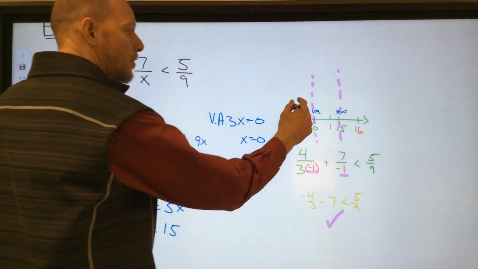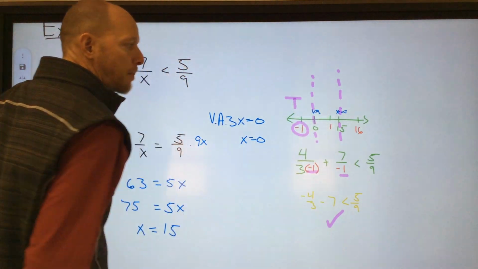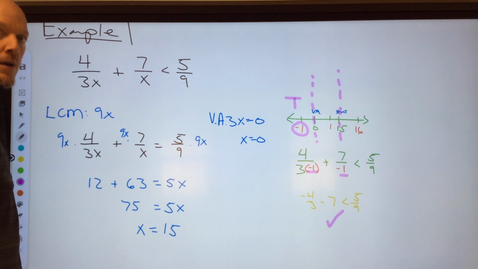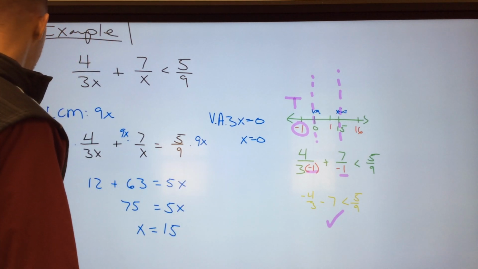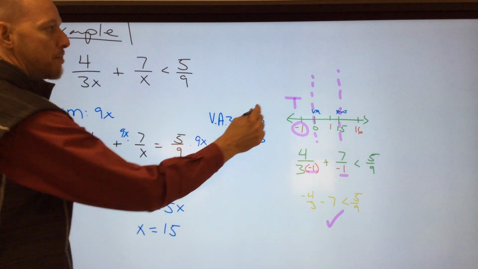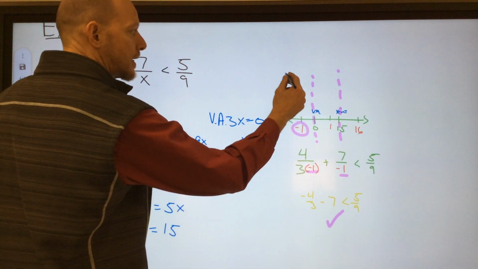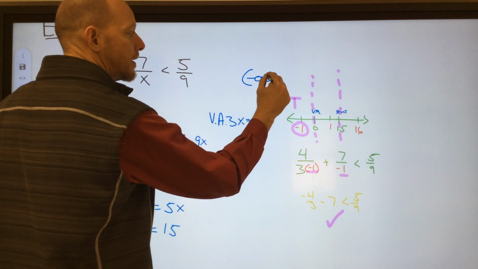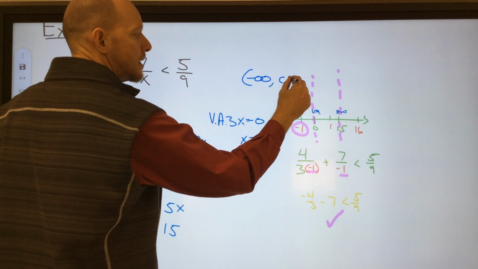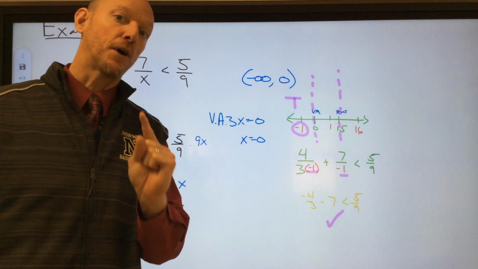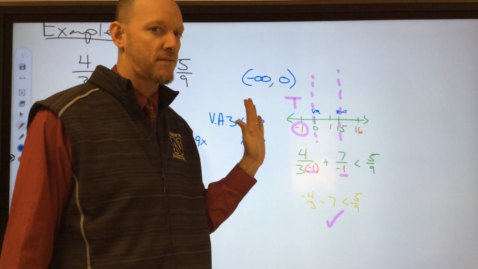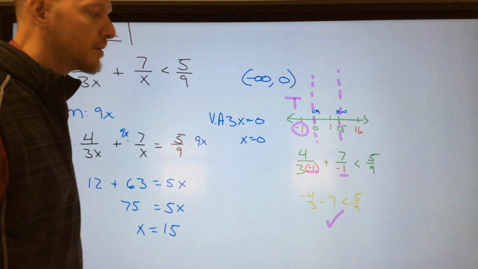So since that is true, I'm going to say this part is true. Or in other words, that's going to be a portion of our solution set. So in my answer, part of my answer is actually going to say -infinity to 0. Now remember, I'm using 0 because that was the vertical asymptote. I'm not using the test value. I'm using the vertical asymptote.